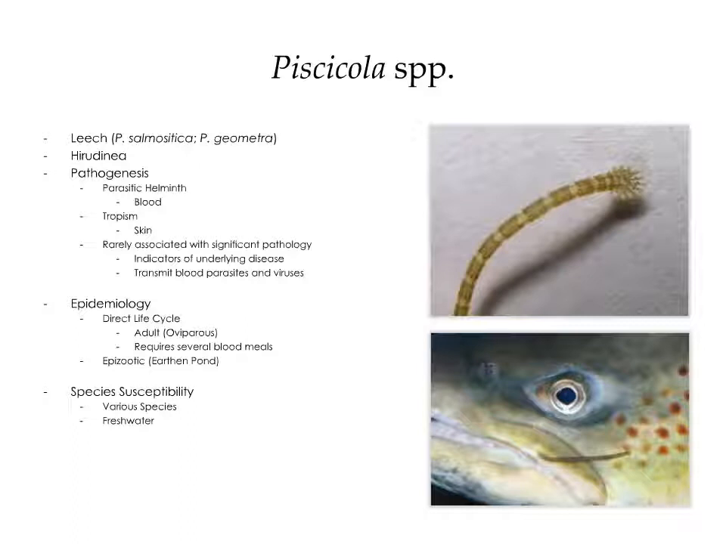In regards to epidemiology, it has a direct life cycle. The adults are oviparous and require several blood meals before creating a batch of eggs. Epizootics typically occur in earthen ponds. Various species of fish in the freshwater environment are susceptible to infection, including salmonids when they migrate upriver to spawn.